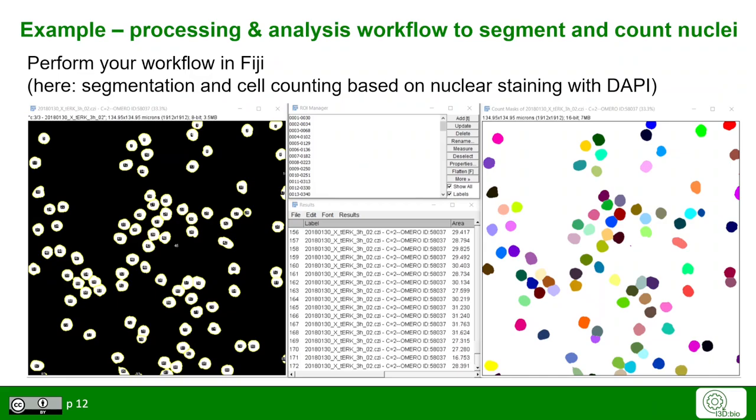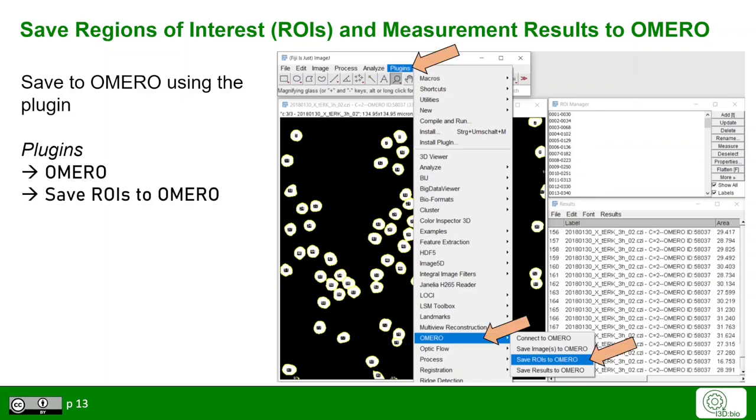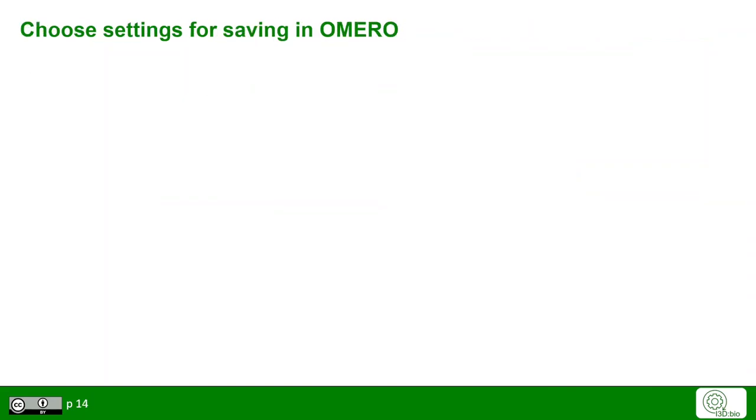In the results, you will have both the ROIs, the regions of interest, shown in the ROI manager, results for any measurements that you used in the analyzed particles, and the binary or count masks for the images that were generated. You can now use these results and save them to the images directly in OMERO. Go again to the plugin OMERO and then choose Save ROIs or Save Results to OMERO. Here we use Save ROIs to OMERO as an example.